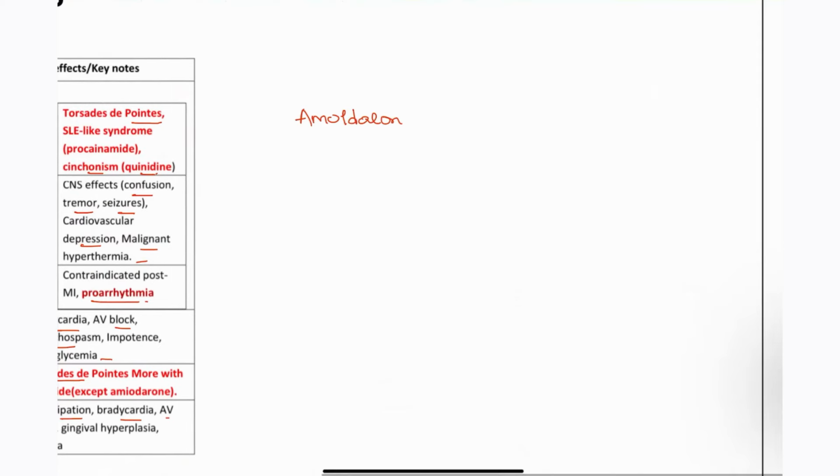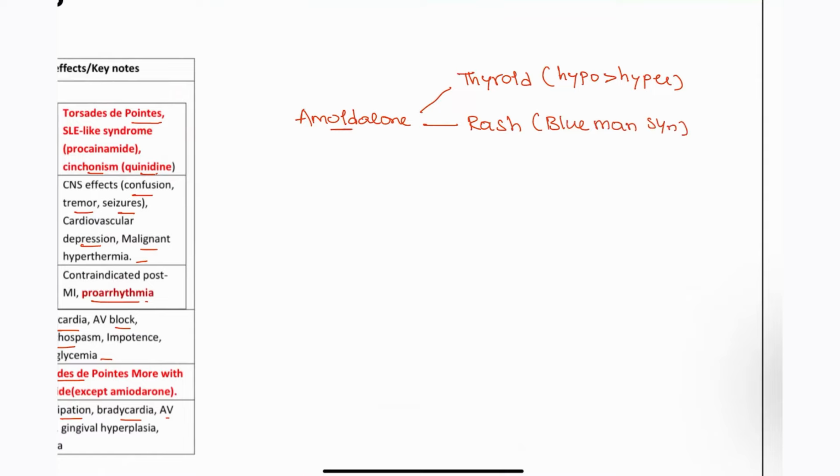First, amiodarone contains iodine, which will affect the thyroid. Okay. Thyroid dysfunction will be seen. In this patient, especially hypothyroidism, then hyperthyroidism will be seen. Next, there will be rash, especially photosensitivity. Rash will be seen. So that is why it is also known as blue man syndrome. Next, neuropathy will be seen.